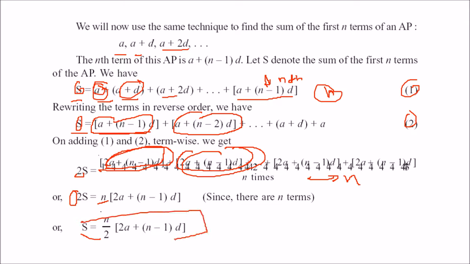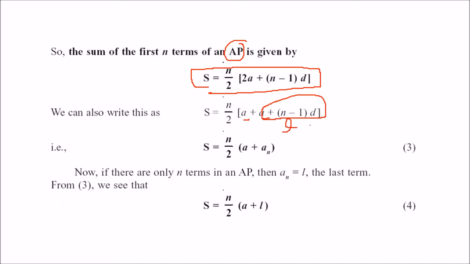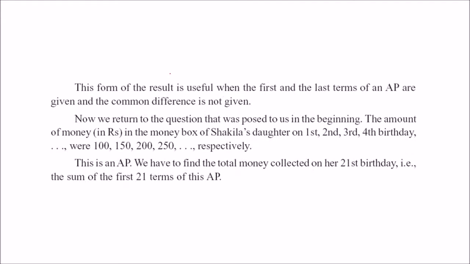And this exactly is the sum of the values in the list, which we call an AP, arithmetic progression. So the sum of first n terms of an AP is nothing but n by 2 into (2a plus (n minus 1) into d). You can also write it as a plus l, where a plus (n minus 1) into d is the last term or the nth term, if you are given the last term. So this is how we got the easy answer to Shakila's problem.